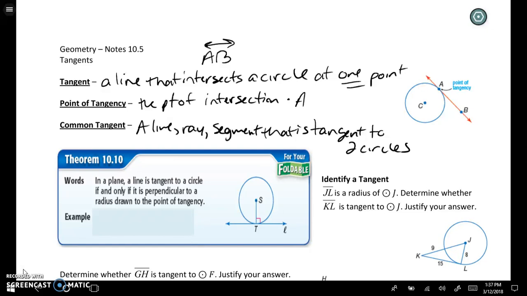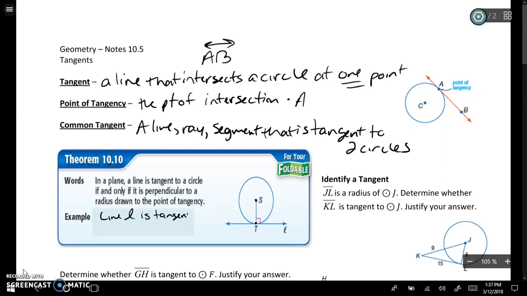So if we can draw a radius in from S to the tangent point, to that line right there, it's going to make a right angle. So we're going to say line L is a tangent line if and only if ST is perpendicular to line L.